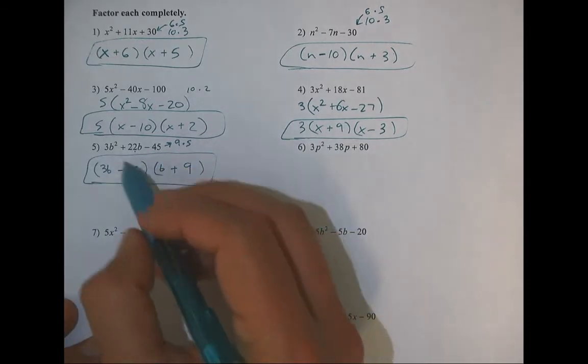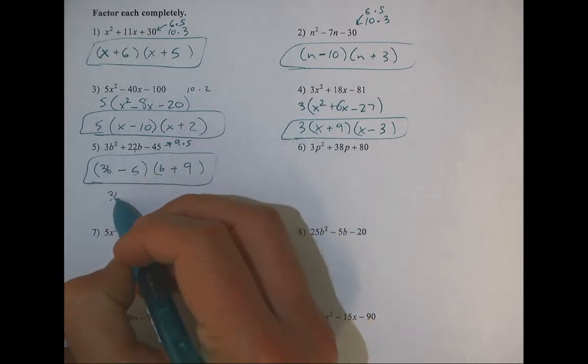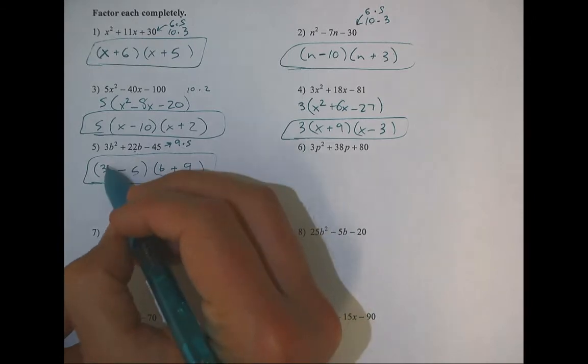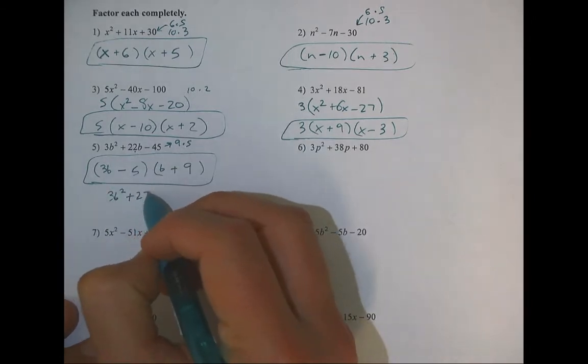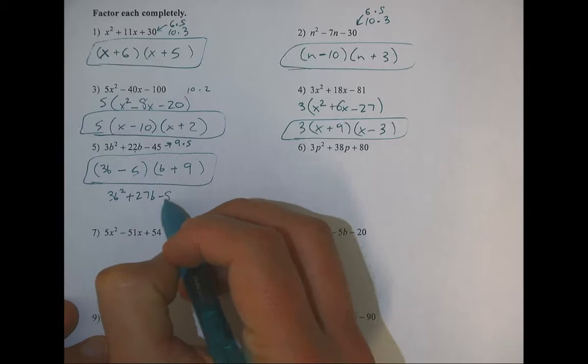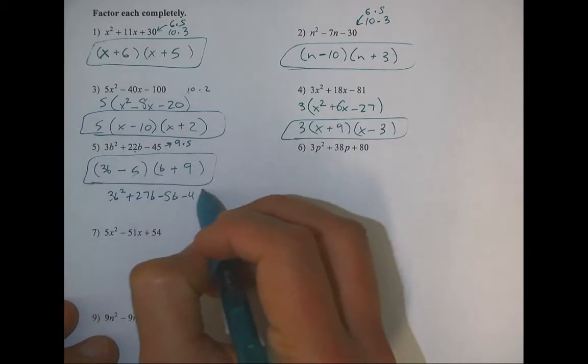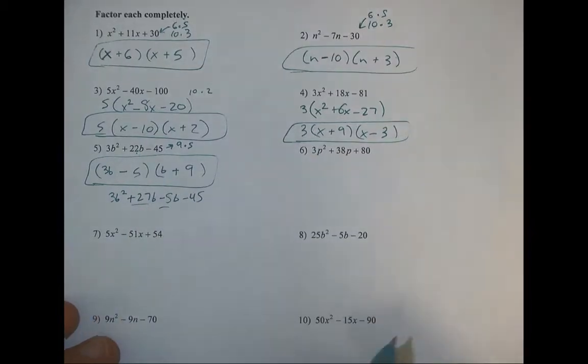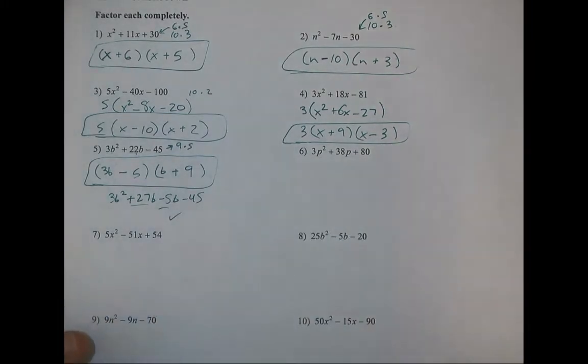Remember, you can always double check these by redistributing real quick. 3b times b is b squared times 9 is 27b. This is negative 5b and then negative 45. These two combine to get me the 22, and I am good to go.